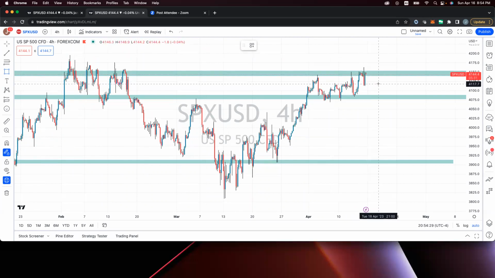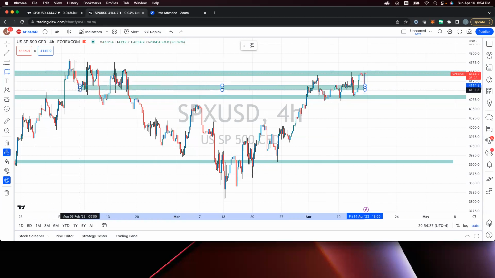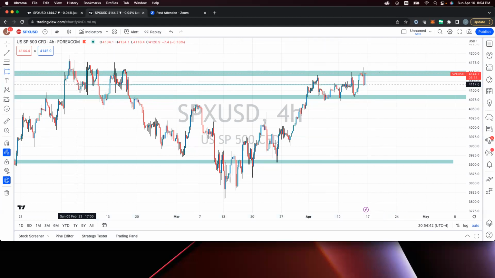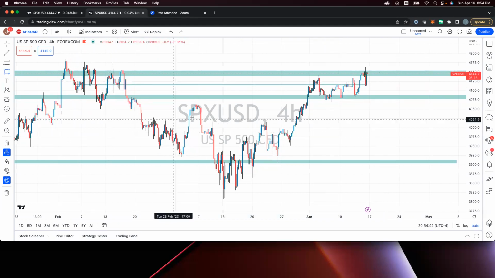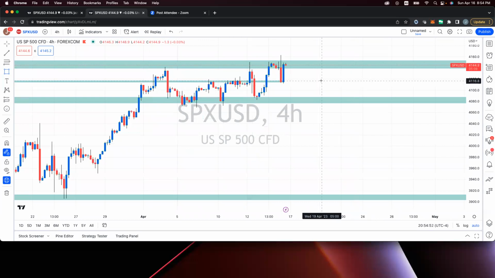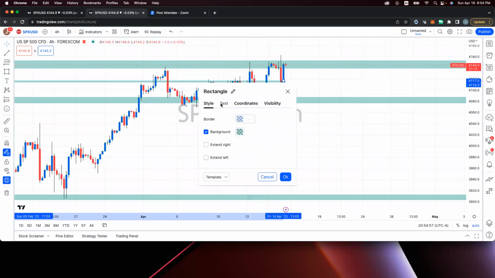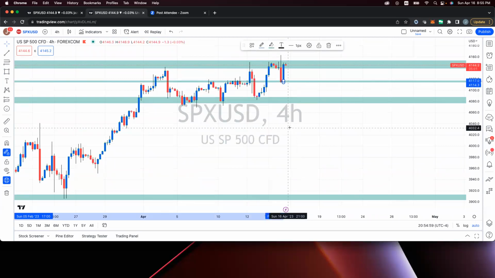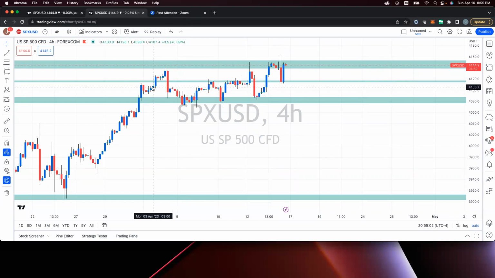So yeah, just the bodies. Right, so this is an important zone for me because this is a very important zone for me actually. This is the zone. Why? Because when price goes above it, it holds, goes to next zone.